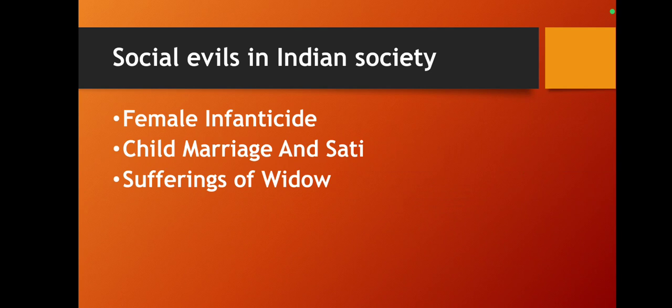The third one is the sufferings of widows. As we have seen about child marriage, girls used to get married, and if their husband died, then that girl, even if she was of a very small age, was not allowed to marry again. Males were allowed to marry if the wife died, but females were not allowed to. Moreover, the widows were treated very badly.